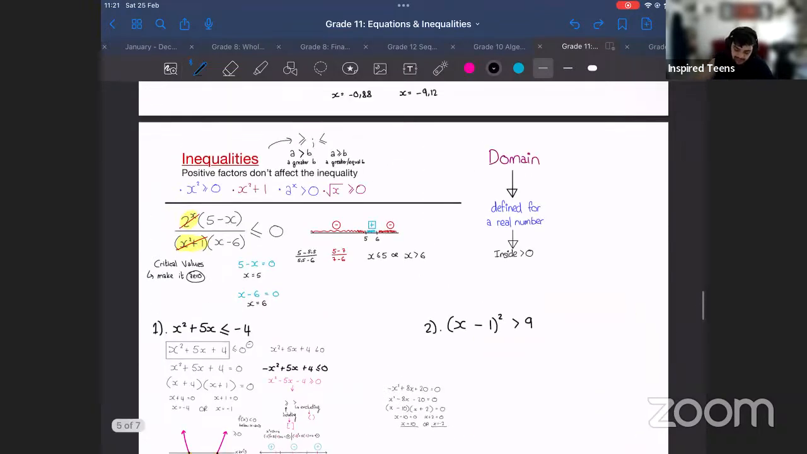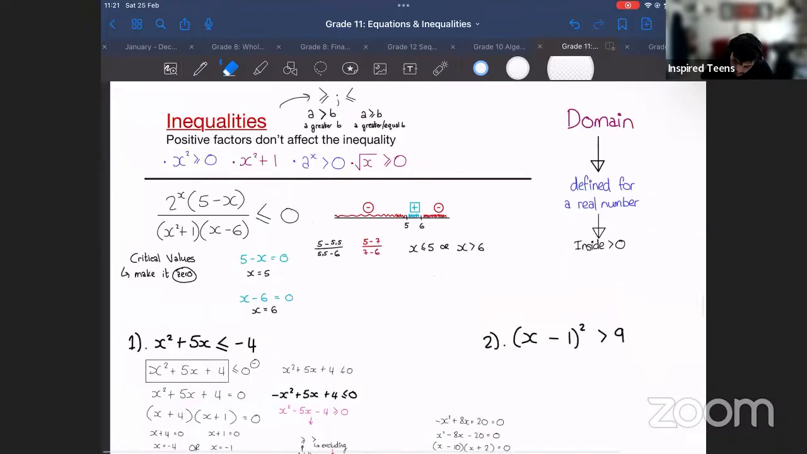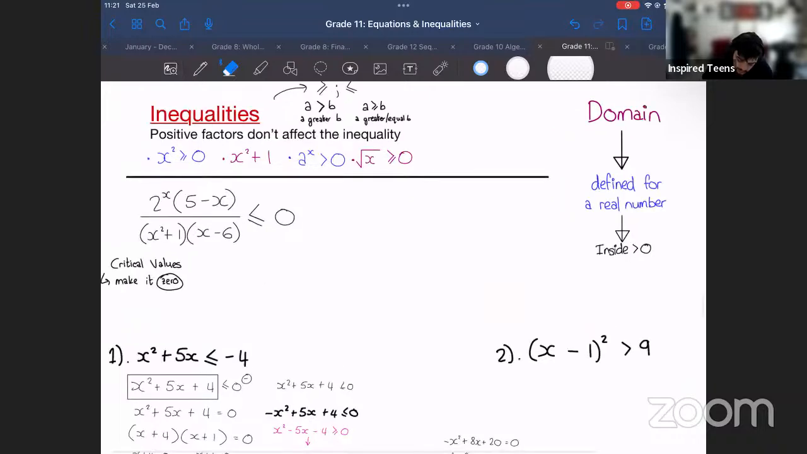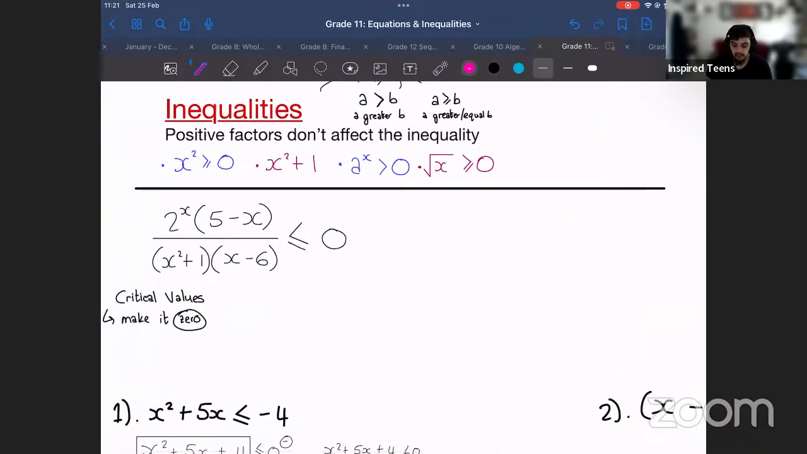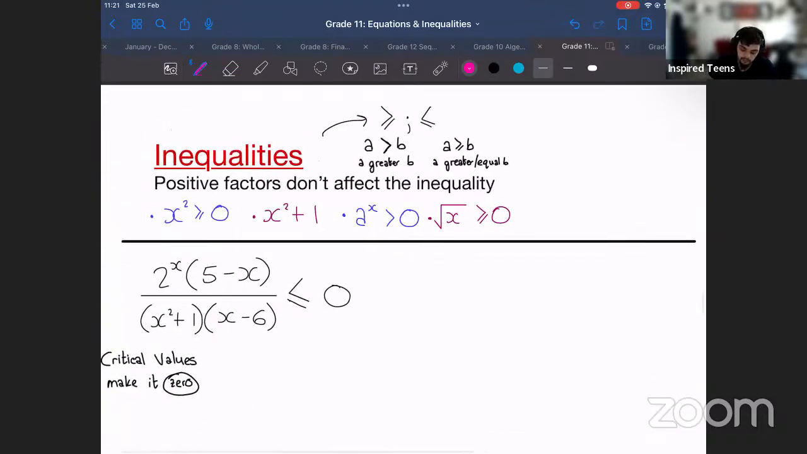Okay, so I just want to revise this one more time. Maybe let's just do it again. It's a little bit maybe higher level, but they still need you guys to understand it because it's possible for them to ask it. Inequalities, positive factors don't affect the inequality. That is the main thing that I want to revise, as well as the denominator thing. Positive factors don't affect the inequality.